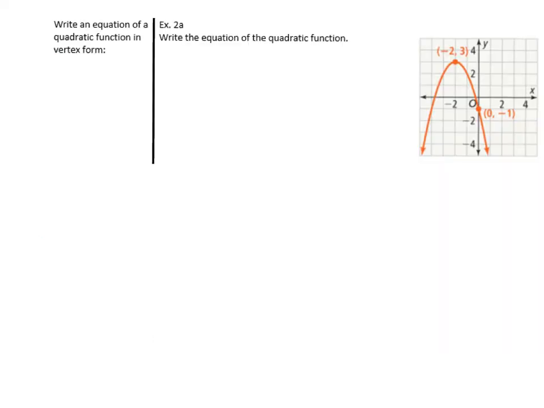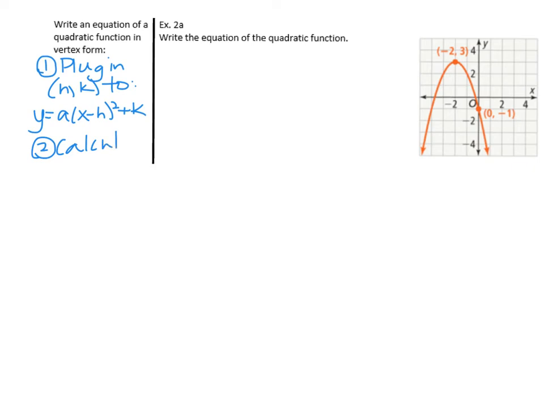When asked to write the equation of a quadratic function, we no longer have to worry about trying to guess maybe if it's being stretched or compressed. We've got a set of steps to follow that will allow us to write the equation of a quadratic function in vertex form. The first thing you want to do is plug in h and k to the general formula for a quadratic function in vertex form. y equals a times (x minus h) squared plus k. That'll be step 1.